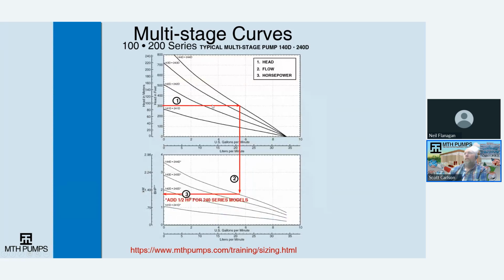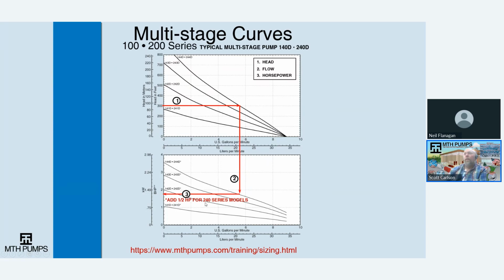And then because there's already 4 lines on here, we separate out the horsepower to a different chart on the same page. So you would go over, determine your gallons per minute, and then you would go straight down to that same 4-stage pump, and then go back over to the left to see that it's a 1.75 brake horsepower, which would actually require a 2 horsepower motor to operate.